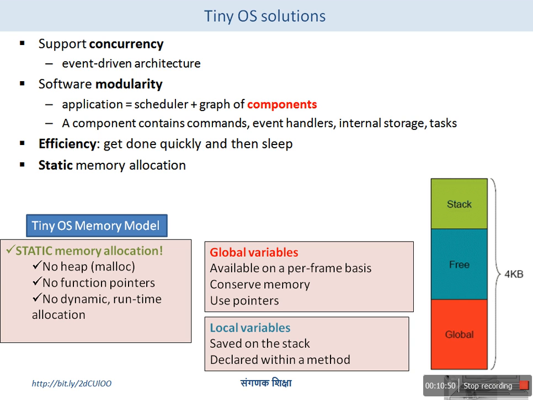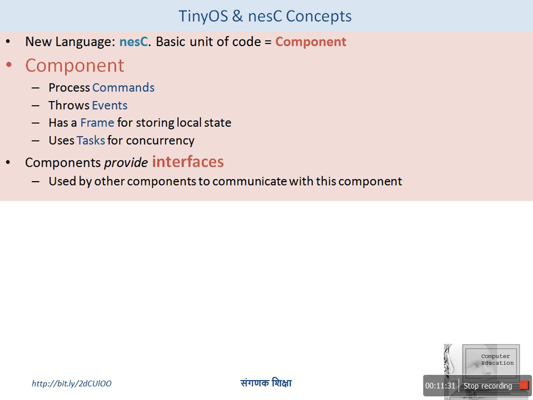Third is the local variable. Local variables are the variables stored in a stack or free memory space, if these local variables are in user defined programs. So these local variables are generally saved on the stack and declared within a method. So within a method they are treated as local. Okay, so this is the memory model supported by the TinyOS architecture. The point here is that we have to follow a static memory location for all types of programs. Heap is not there, so dynamic memory allocation cannot be supported.